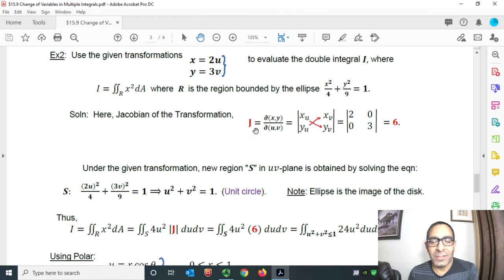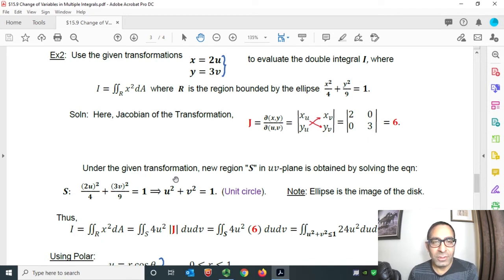By formula, this Jacobian equals the 2 by 2 determinant whose entries are xu, xv, yu, yv. So here xu is 2, xv is 0, yu is 0, yv is 3. Then expand this 2 by 2 determinant: multiply diagonally, 2 times 3 is 6, multiply diagonally, 0 times 0 is 0, so 6 minus 0 is 6. So we found the Jacobian is 6.